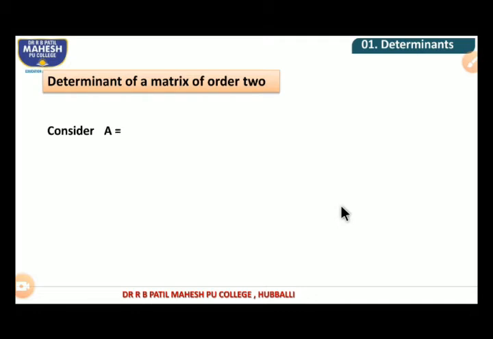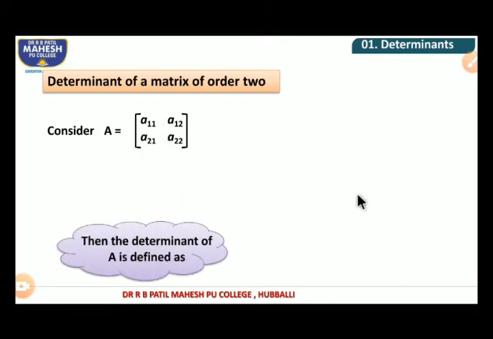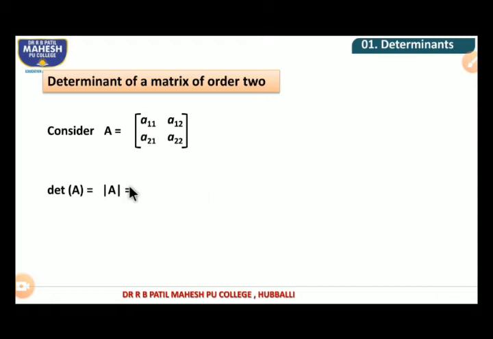Consider a matrix capital A equal to the matrix of A11, A12, A21, A22. Here A11, A12 are the elements of the first row, and A21 and A22 are the elements of the second row. Clearly it is a matrix of order 2, because it has 2 rows and 2 columns. Then the determinant of A is defined as determinant of A, or it is also equal to delta. Now you can take vertical lines, so this is the determinant of A11, A12, A21, A22.